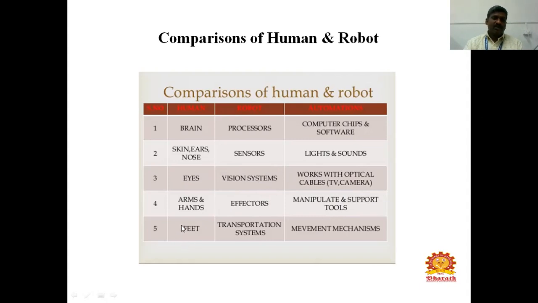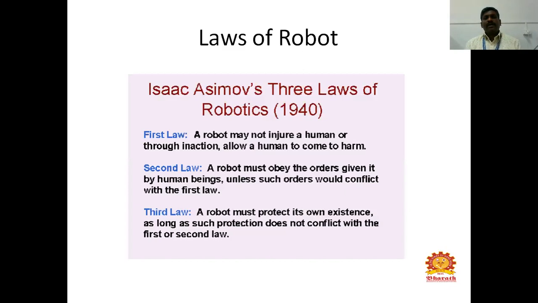The human has feet, the transportation system. The transportation system in the robot may be a mobile robot or a bipedal robot, how it moves from one place to another. And next is a movement mechanism. These are the comparisons of the human and the robot. In the 1940s, Isaac Asimov gave the 3 laws of robotics.